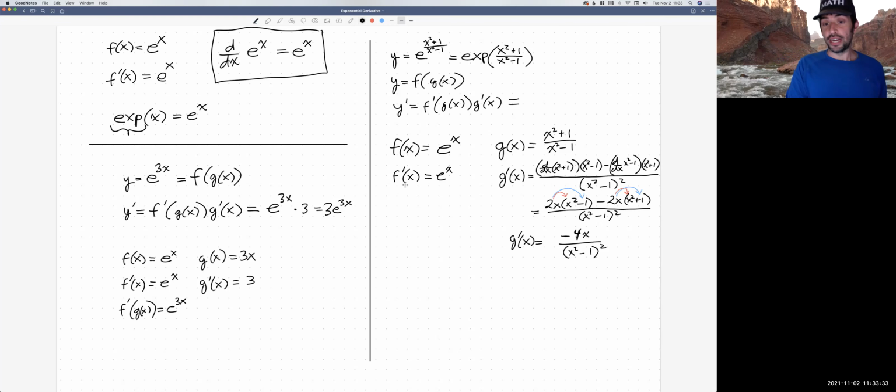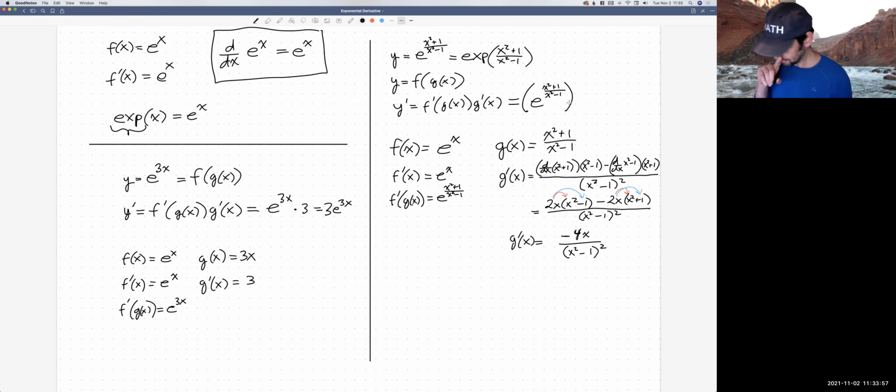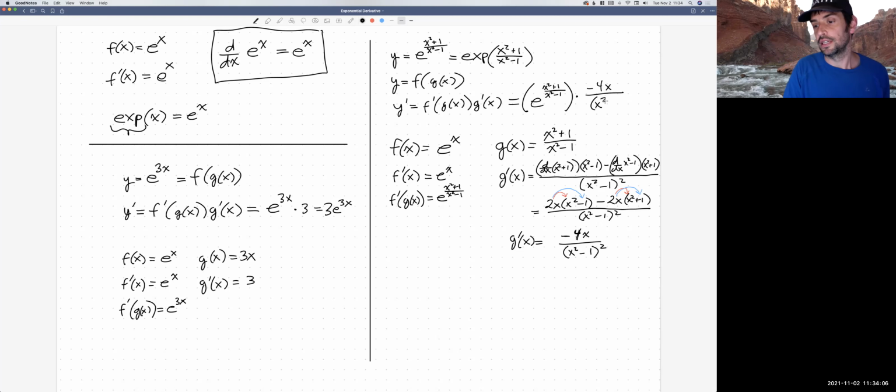All right, so now we're ready. Remember, f prime is not going to be f prime of x, but f prime of g of x. So that's going to be e to the x squared plus 1 over x squared minus 1. And so we can write this whole thing as e to the x squared plus 1 over x squared minus 1, times this negative 4x all over x squared minus 1 squared. Okay, and there we have our derivative.